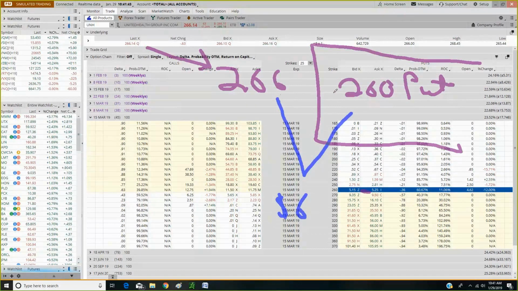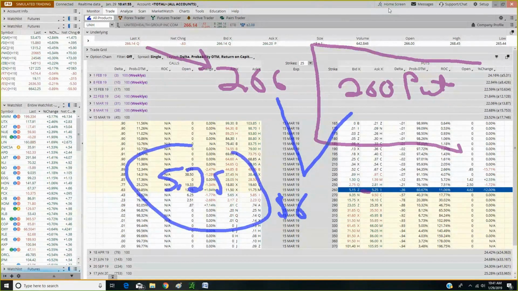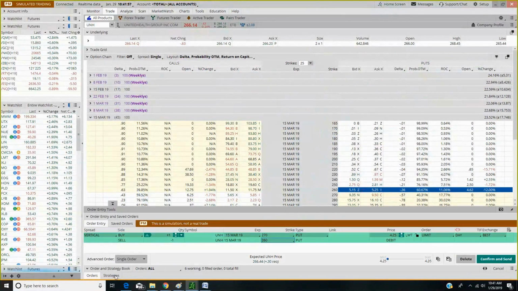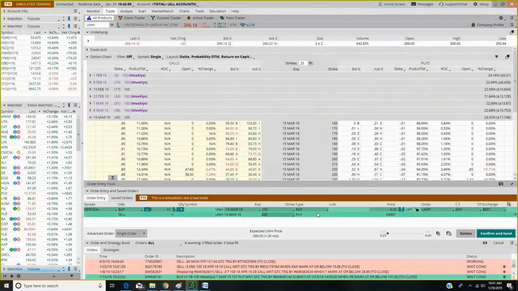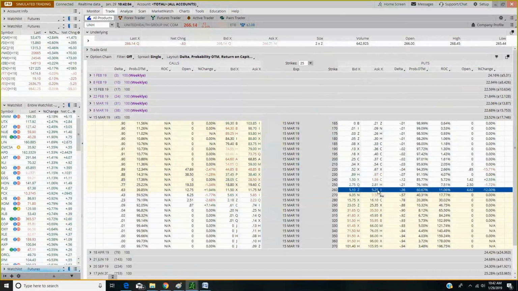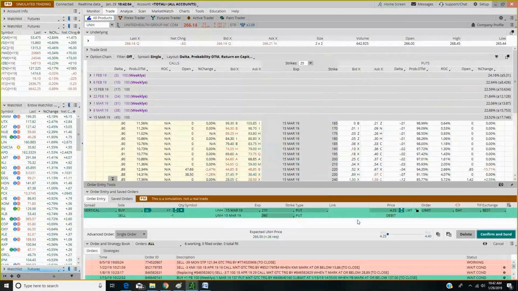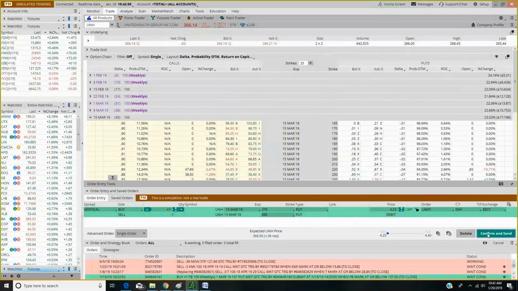Yeah, I mean, because you're going to get a credit, though. But roughly. So here's my thing. It has to move. And it's going to cost me $5.25. So $525. Look at this. If I do the vertical, it's going to cost me $425. So this is going to cost me $525. This is going to cost me $425. And look.